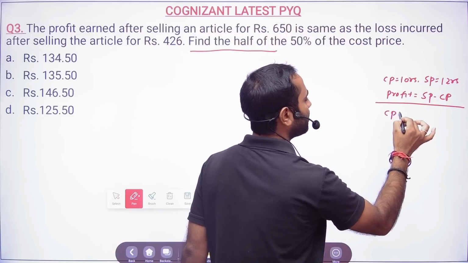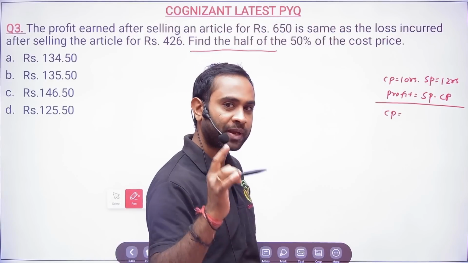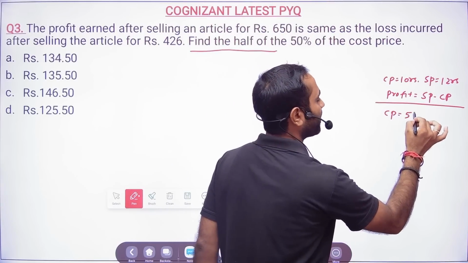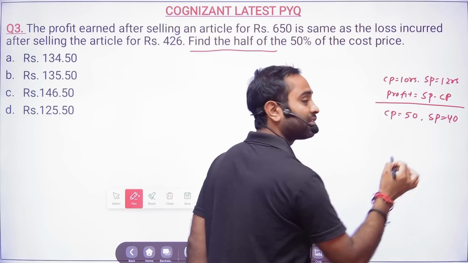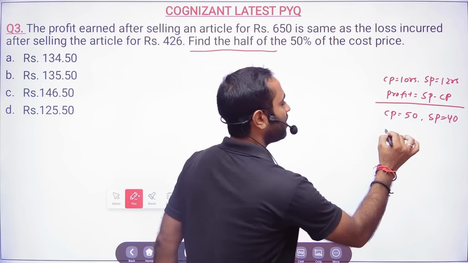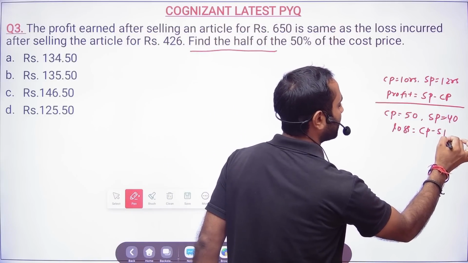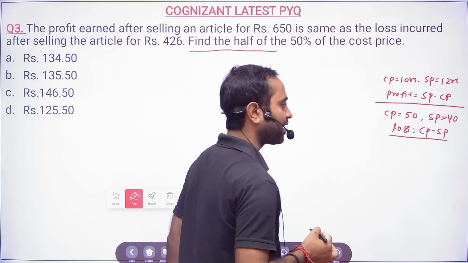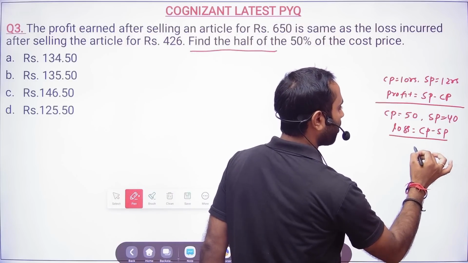Now if I tell you cost price of an item is 50 rupees, right? And selling price is 40 rupees. Sir, there is a loss of 10 rupees. You are buying at 50 and selling at 40. So loss will be cost price minus selling price, right? Cost price minus selling price. Clear? Okay. So here there will be a loss of 10 rupees.